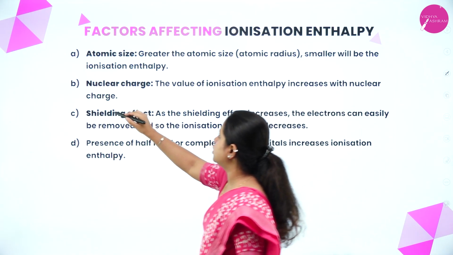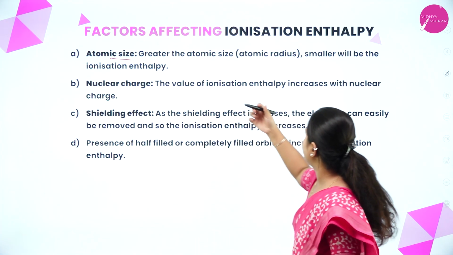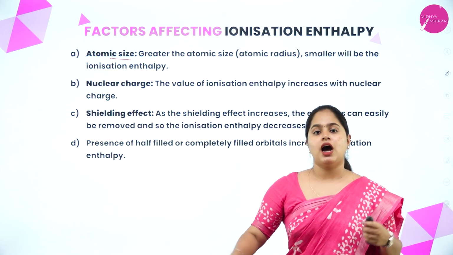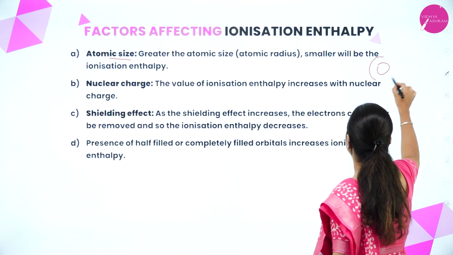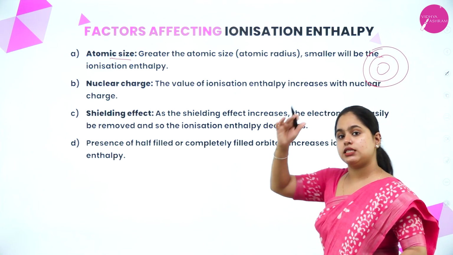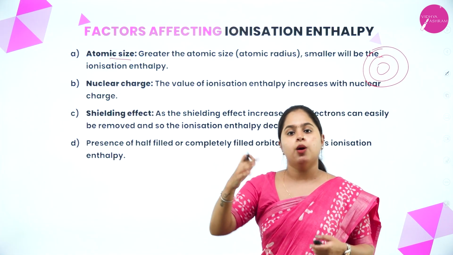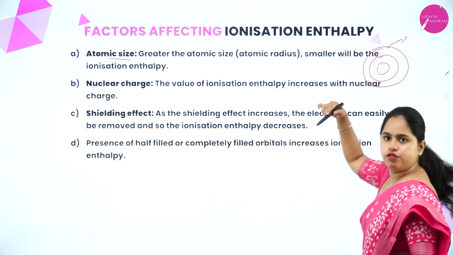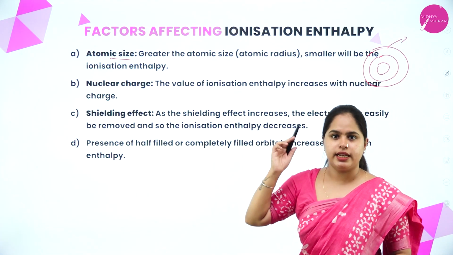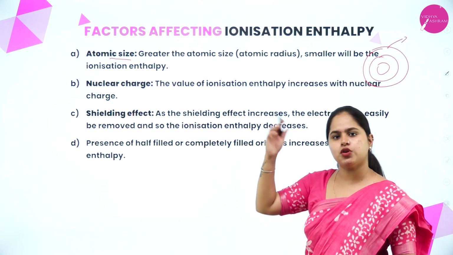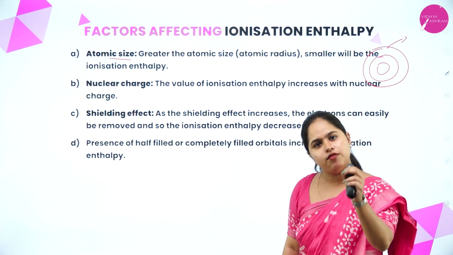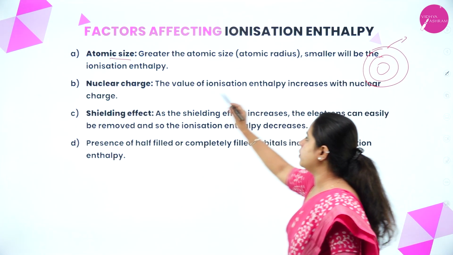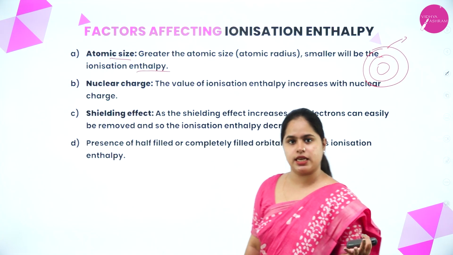The first one is atomic size. The greater the atomic size, the smaller the ionization enthalpy. We already discussed this. When the atomic size increases, more and more shells are introduced. More size means an electron can be removed easily, because the attraction between the nucleus and the electron is less now. So it can be removed easily, which means a very small amount of ionization enthalpy is required. So the ionization enthalpy becomes smaller when the size keeps on increasing.